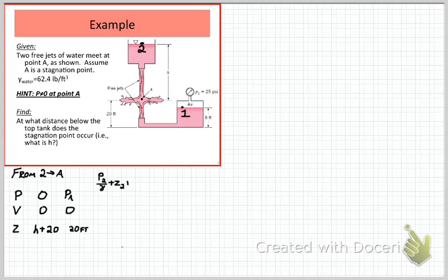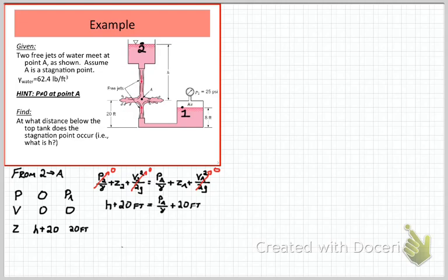So with those written, we can write the Bernoulli equation now between point 2 and point A. We can apply some assumptions to zero out a few of our terms. And we end up with the equation shown here. H plus 20 feet is equal to the pressure at A over gamma plus 20 feet. And we can simplify that out to H is the pressure at A divided by gamma.